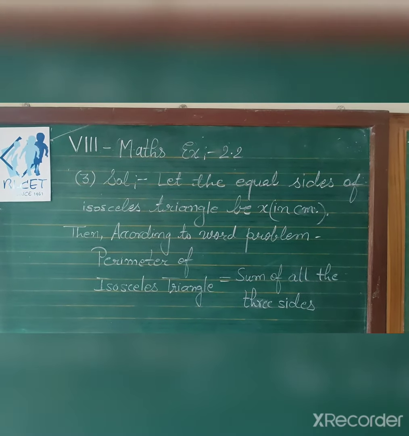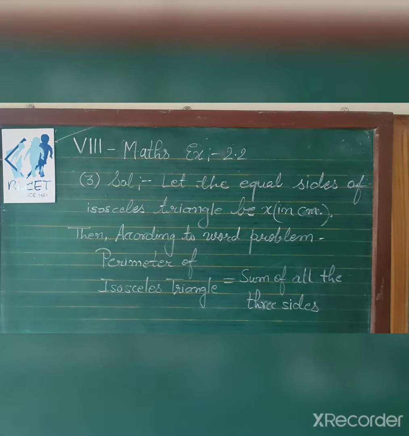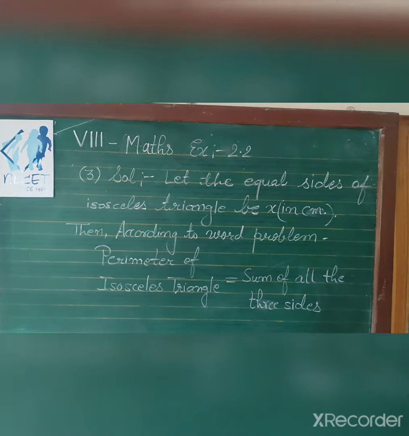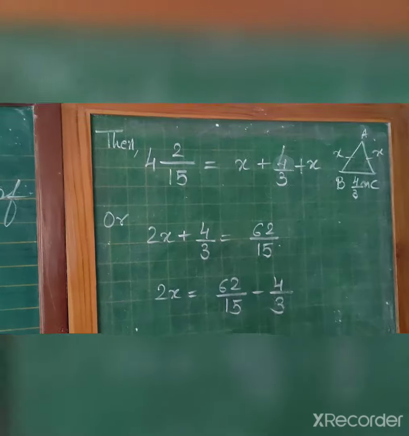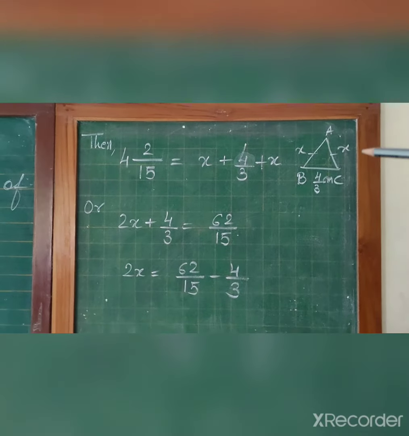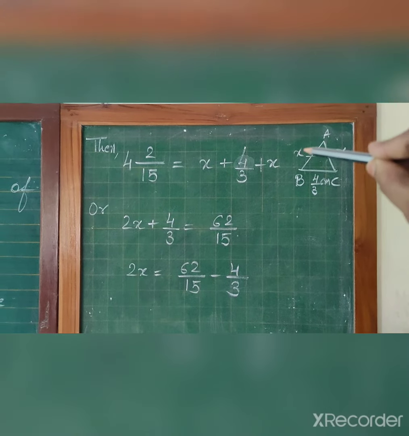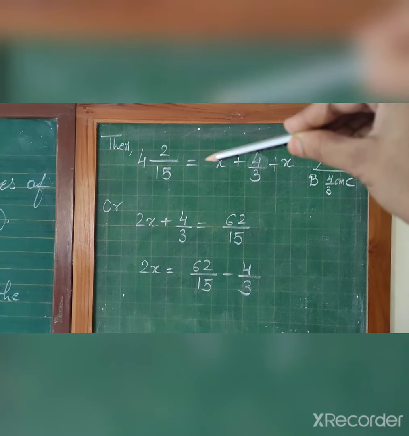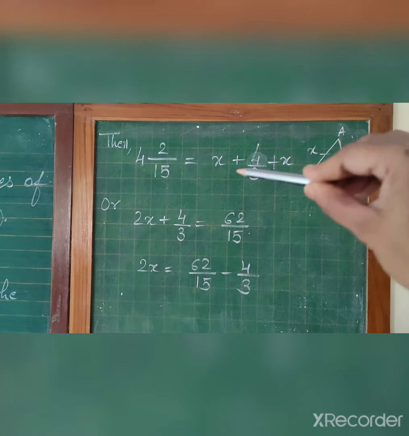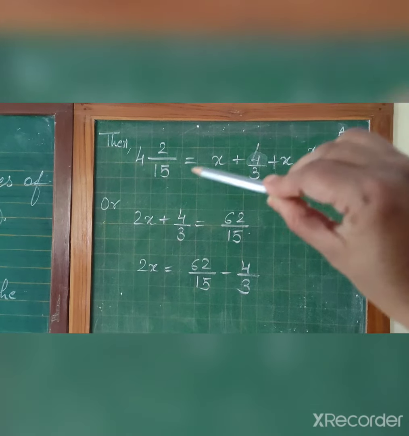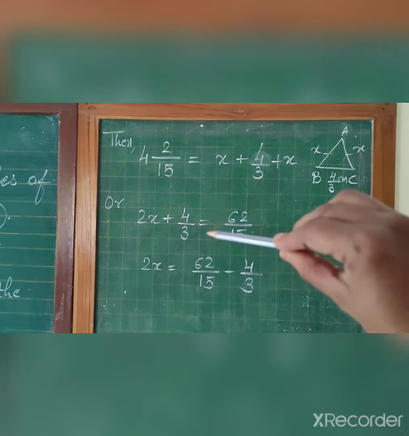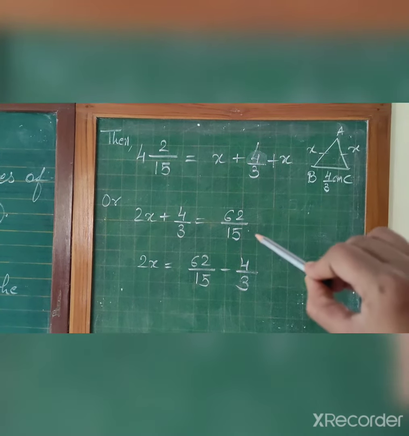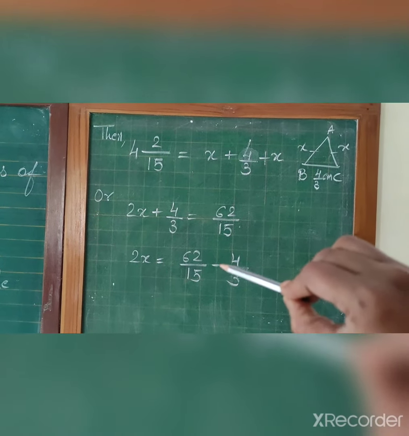But I have written let the equal sides of isosceles triangle be x in centimeter. Then according to word problem, perimeter of isosceles triangle is equal to the sum of all the 3 sides. Remaining equal sides, that means from the figure you can see isosceles triangle base is given 4 by 3 centimeter and equal sides are x, x. Perimeter is given 4 integer 2 upon 15 is equal to first side, second side, third side, the sum of all the 3 sides. Or x plus x, 2x plus 4 upon 3 is equal to, 15 fours are 60, 60 plus 2, 62 upon 15. So 2x is equal to 62 upon 15 minus 4 upon 3.